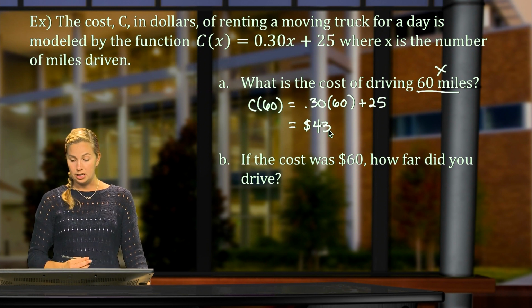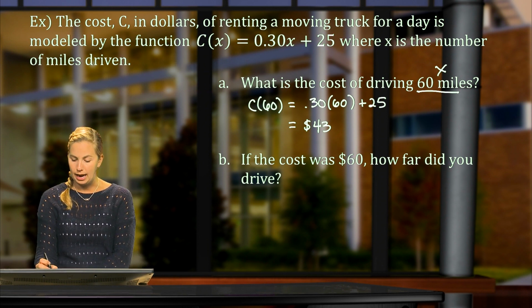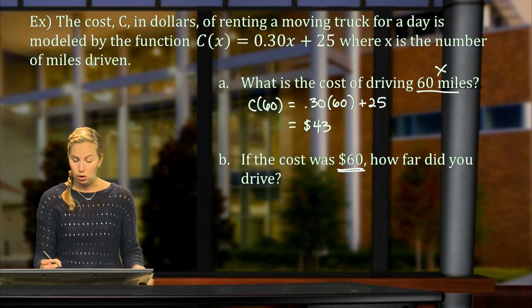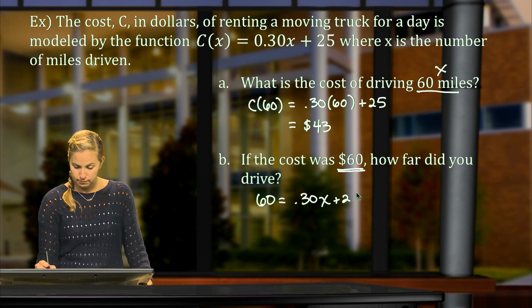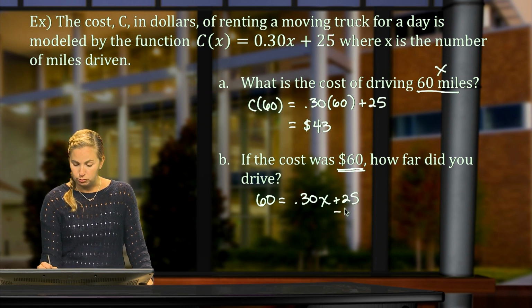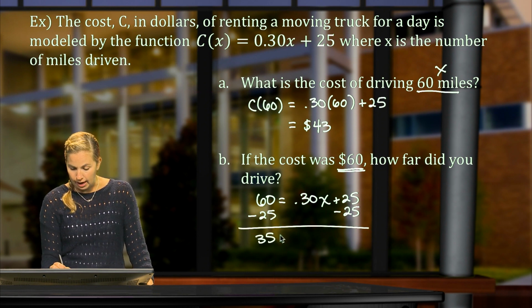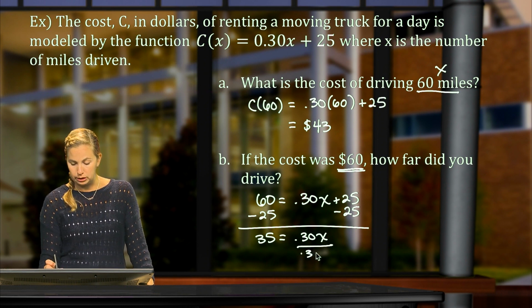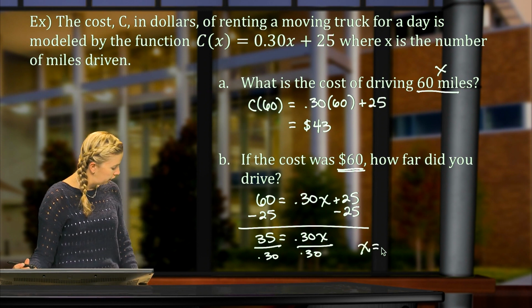If the cost was $60, how far did you drive? Now notice we're using that same value of 60, but now they're giving you the cost of that rental. So this is representing C of x, and we want to find how many miles, which is x. Solving this equation by subtracting 25 from both sides. 35 equals 0.30x. Divide both sides by 0.30. And we'll use our calculator to find this.